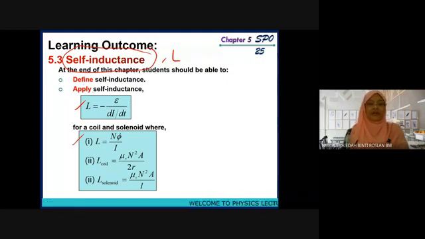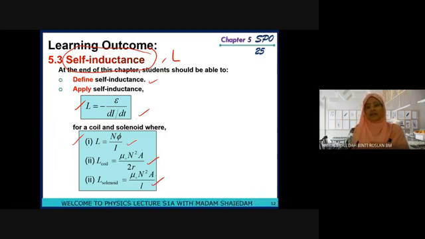The first one, to find self-inductance, L equals negative induced EMF over di over dt. Then for a coil or solenoid, L equals N phi over I, mu naught N squared A over 2R, and mu naught N squared A over l. So we have 4.